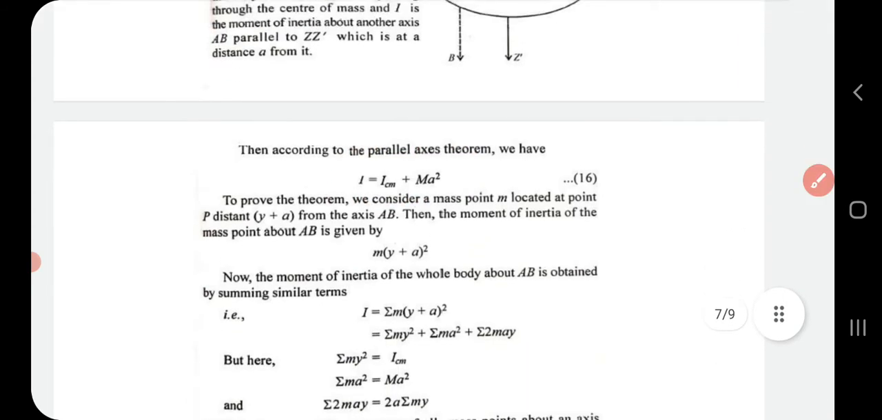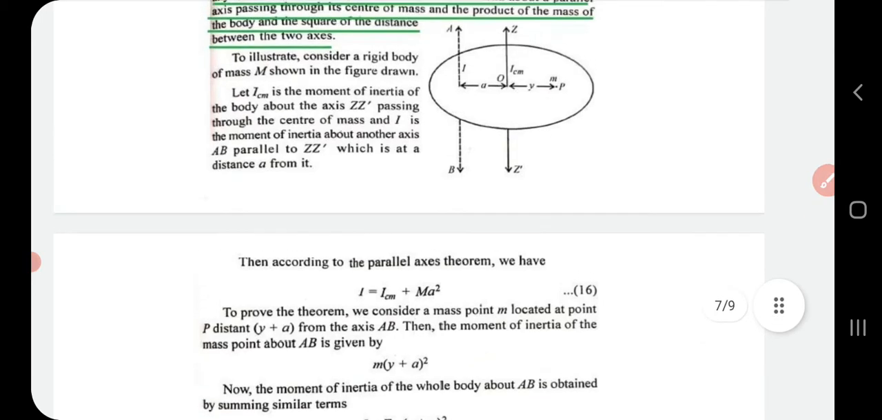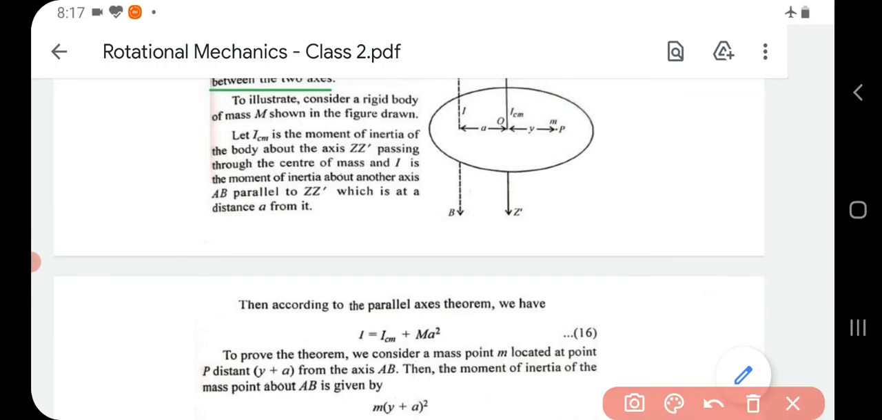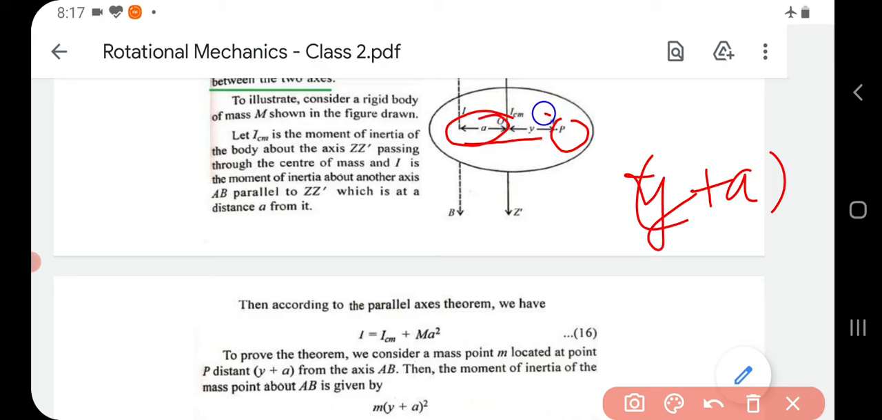For that you have to consider a mass point, small letter m, located at a point P. See, you are considering a small point mass m located at a point P which is at a distance y plus a from AB. See, this distance is a, this distance is y.